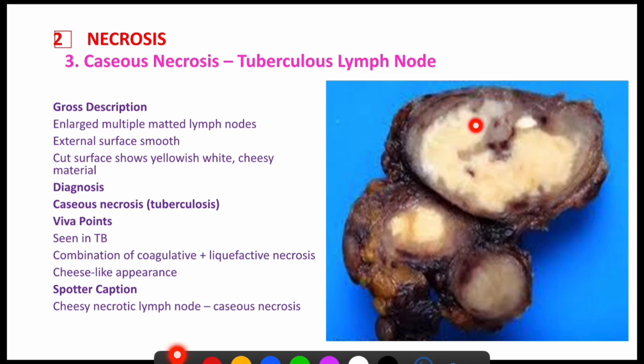So most probably this caseous necrosis gives you a hint that it is a tuberculous lymph node. Now these lymph nodes are matted and enlarged, and if this cheese-like appearance is identified in any other organ, suppose you have a specimen of lung and you find caseous necrosis, then it is a tuberculous inflammation in lung, right?